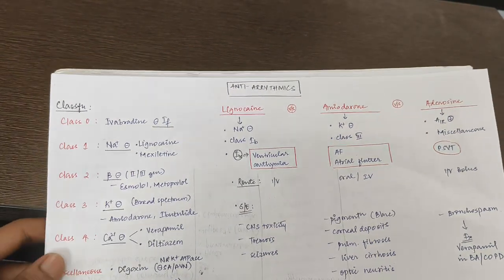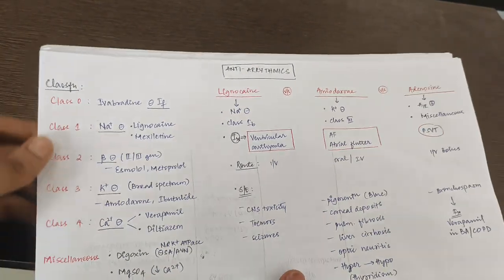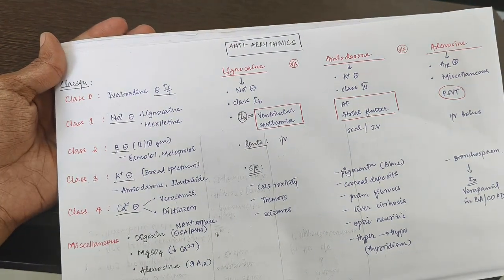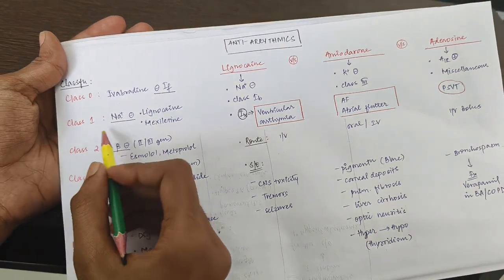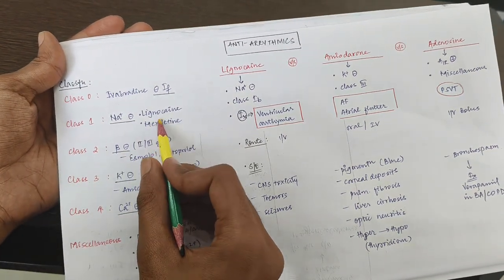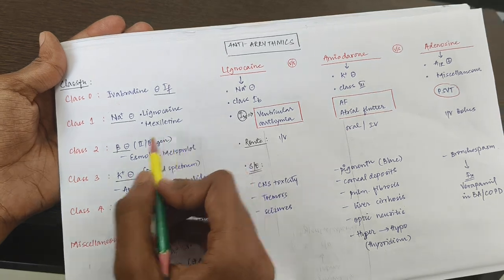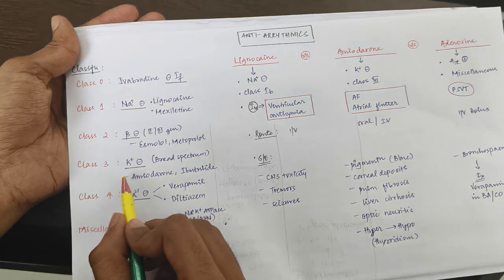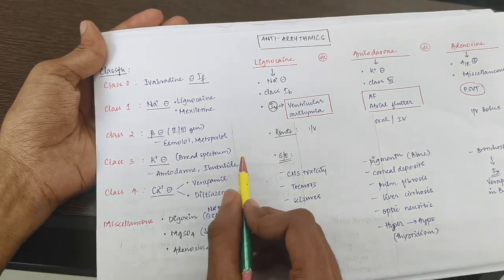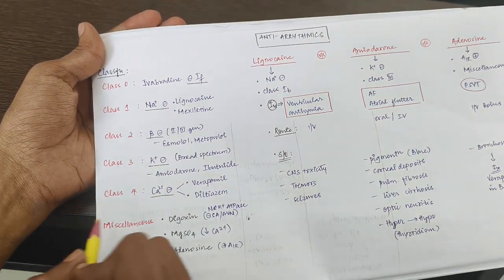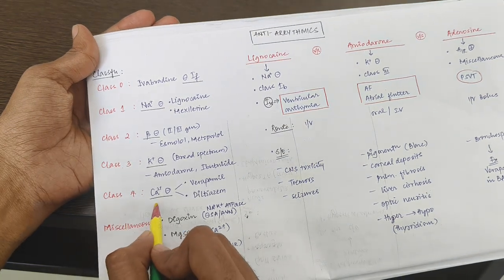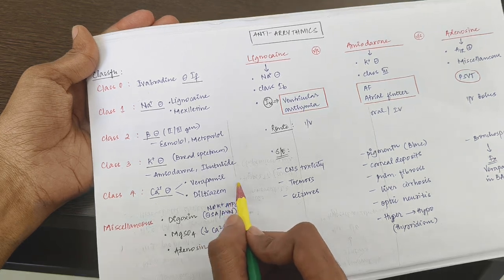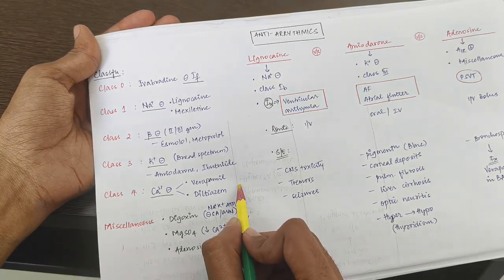There are 5 classifications of drugs here. Class 0 is ivabradine, that is funny current channel inhibitor. Next is class 1, that is sodium channel inhibitors. They are lidocaine or lignocaine and mexiletine. Class 2 is beta blockers, that is second or third generation, esmolol and metoprolol. Class 3 is K plus channel blockers, that is broad spectrum, amiodarone and ibutilide. The next is class 4, that is calcium channel blockers, the old generation, verapamil and diltiazem. They are weak vasodilators. It can be used as a property for antiarrhythmics.